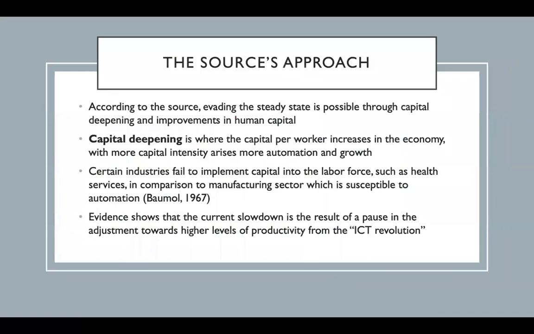The source provides a measure to evade the steady state: the process of capital deepening and improvements in human capital. Capital deepening involves increasing the quantity of capital per worker in an economy. Economies with high capital intensity are more prosperous in growth than economies with a weak synergy between inputs. Industries that fail to integrate capital with the labor force include health services and entertainment. This contrasts with the manufacturing sector, which is susceptible to automation.